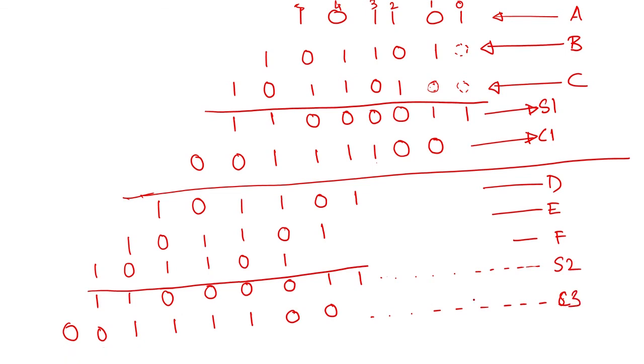Now, what can we do? We can add S1, C1 and this one in parallel, and S2. Because we do not have space, we can remove this D, E, F here. Instead of that, S2 we can write here directly. So, we have S1, C1 and the result of S2 we can directly write it here.